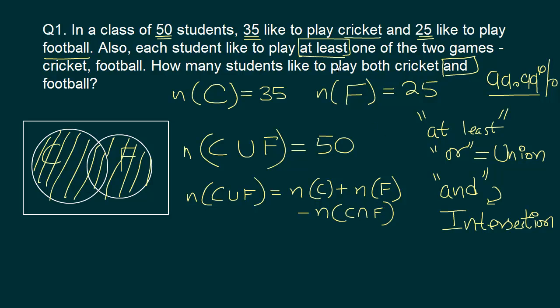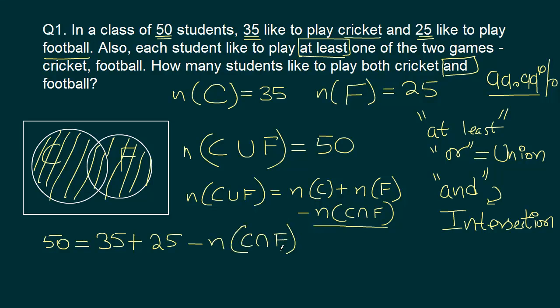We need to find out how many students like to play both cricket and football. And we know "both" means intersection, so we have to find out this. So let's plug the value here. The N of C union F is 50, so let's write 50 over here. So 50 equals N of C, which is 35, so let's write 35 here, plus N of F, which is 25, so let's write 25, minus N of C intersection F.